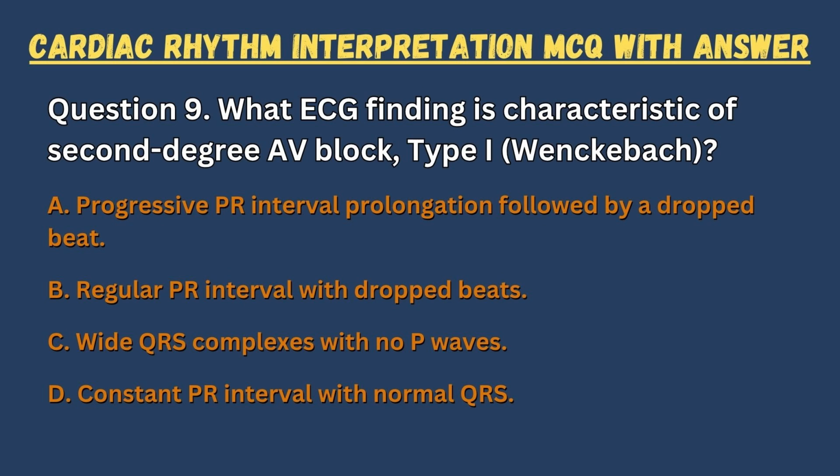Question 9. What ECG finding is characteristic of second-degree AV block, type 1 Wenckebach? A. Progressive PR interval prolongation followed by a dropped beat. B. Regular PR interval with dropped beats. C. Wide QRS complexes with no P waves. D. Constant PR interval with normal QRS.